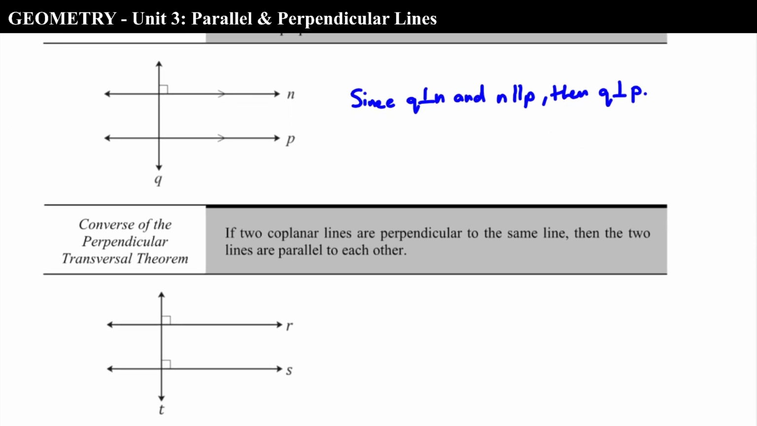The converse of the perpendicular transversal theorem states that if we have two lines that are both perpendicular to the transversal, or to the same line, then the two lines must be parallel. So this is the reverse of what we just did. So in this case, since R is perpendicular to T and S is perpendicular to T, then we can say that R is parallel to S.